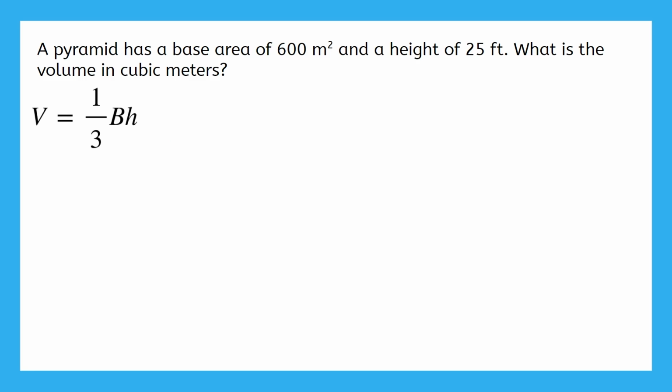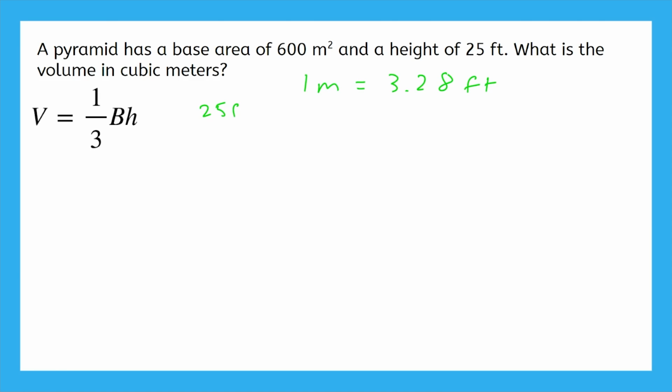Here's an example using that previous formula. A pyramid has a base area of 600 meters squared and a height of 25 feet. What is the volume in cubic meters? Like we said before, feet are not compatible with other measurements that use meters, so we need to convert. 1 meter is approximately the same as 3.28 feet.